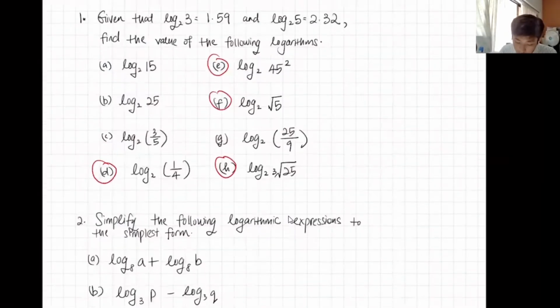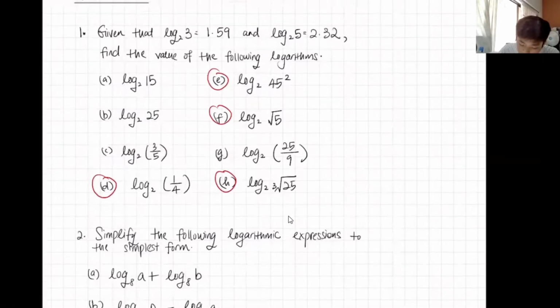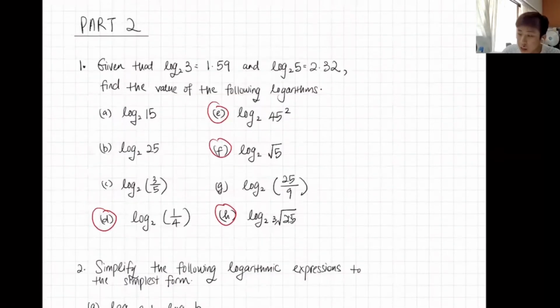Okay, part 2, I will just do 4 questions, okay? So this question is a type of question they like to always ask, okay? They love to ask this kind of question. They give you log 2 3 as a number, log 2 5 as a number. They don't expect you to use a calculator for this question, okay?